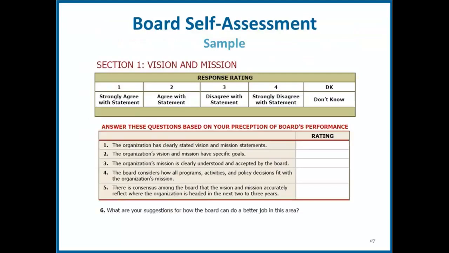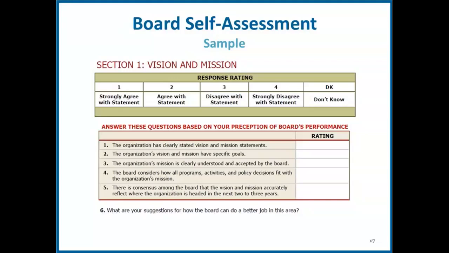All right, so here's just a picture on your screen to show an example of what a board self-assessment might look like. So if you're looking at a section on vision and mission, what board members would do is they would select their response rating, kind of where they agree or disagree or maybe don't know as far as various statements. So it might be that the organization has clearly stated vision and mission statements, and then you might rate that, whether the board member strongly agrees or disagrees.